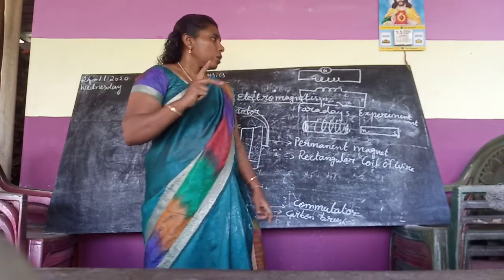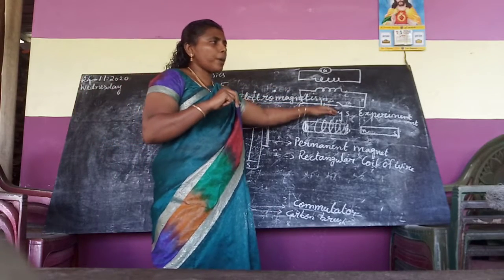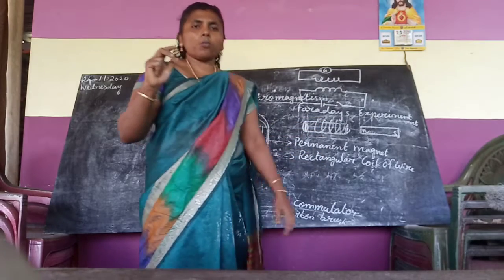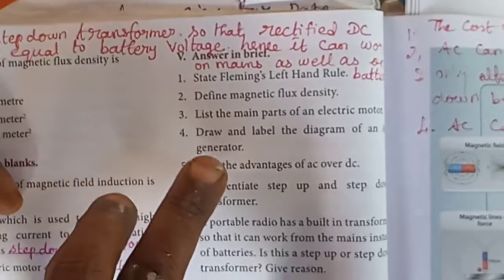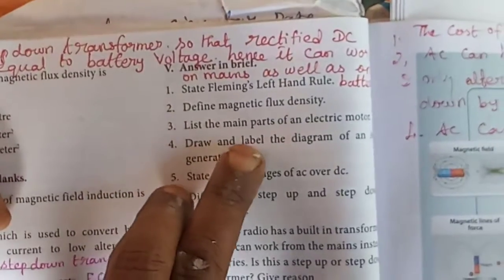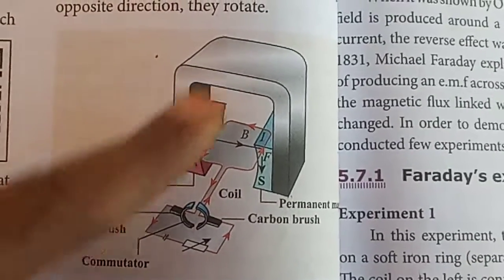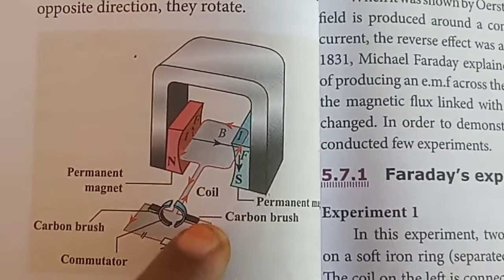Okay. So today we have learned about electric motor, Faraday's experiment and Fleming's right hand rule. So take your book, students. We can mark the questions. Roman numeral 5, question number 3. List the main parts of the electric motor. Page number 58, the diagram is given. Just draw the diagram and mark the parts. Parts are also given, you just have to mark them.